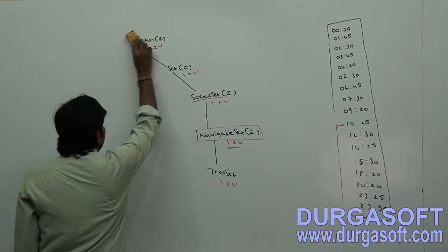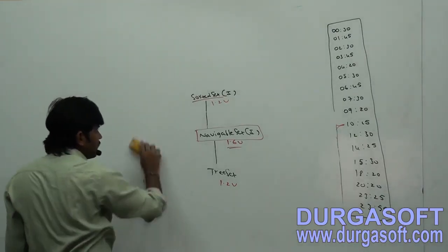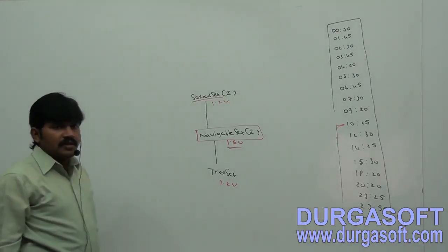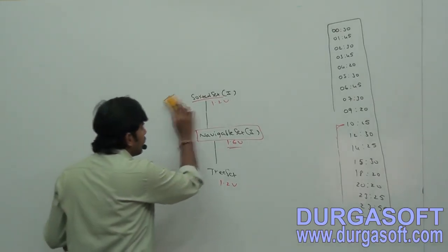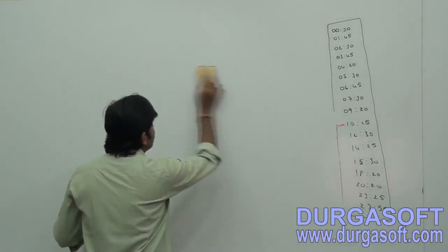Completed, right? Collection, set, sorted set, navigable set, and a tree set. Tree set. Okay.